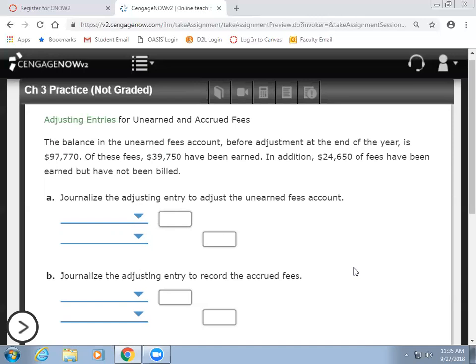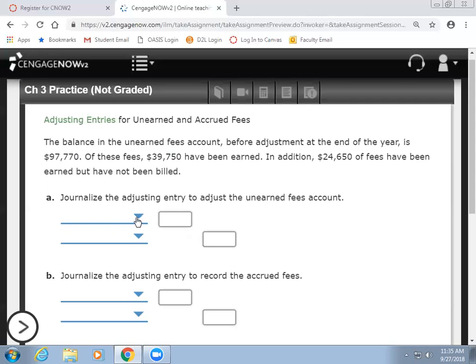That first one is telling us we had unearned fees throughout the whole year of $97,770. That's a deferred revenue. It is telling us how much has been earned, so we don't have to calculate it. Of those $97,770, we have earned $39,750. So what that means is we're going to take it from an unearned fee to an earned fee. So that's a deferred revenue situation.